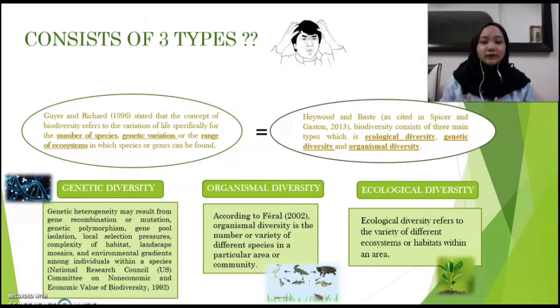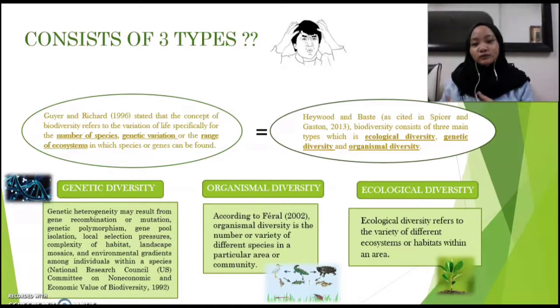Genetic heterogeneity or diversity may result from gene recombination or mutation, genetic polymorphism, gene isolation, local selection pressures, complexity of habitat, landscape mosaics, and environmental gradients among individuals within a species.